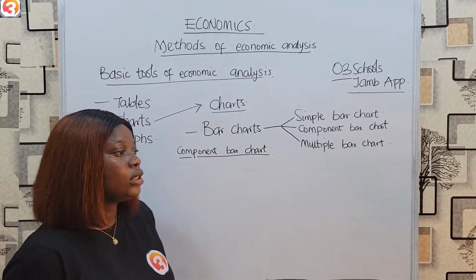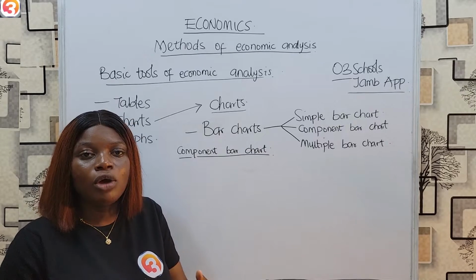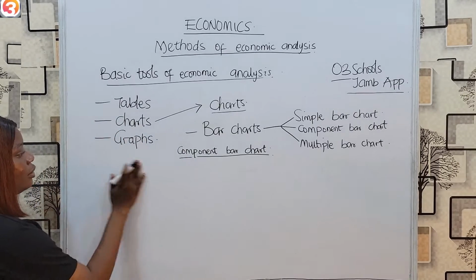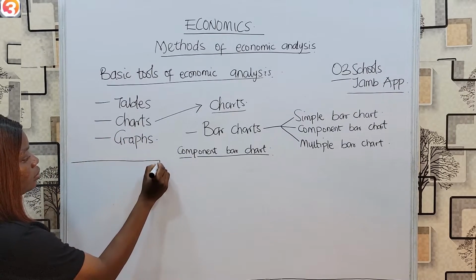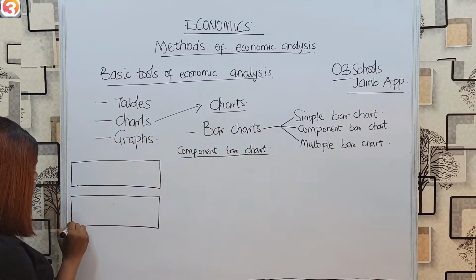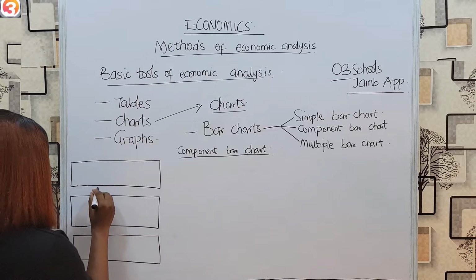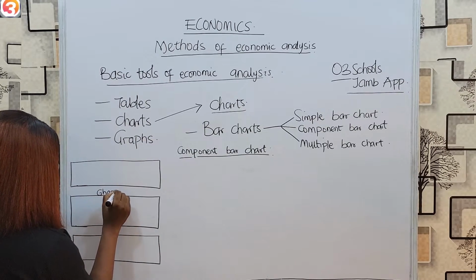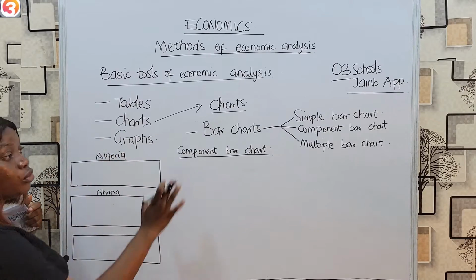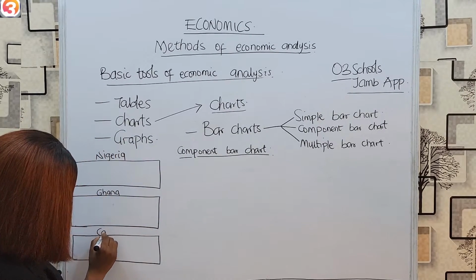I want to look at what? We're looking at economic data where we talk about the number of people that drive these cars in these different countries. For example, now we can say the first table we have is for Nigeria, the second table is for Ghana, and the third table is for Cameroon. Nigeria. We're going to use this table for both the component bar chart and the simple bar chart. In Ghana, and then we have Cameroon.